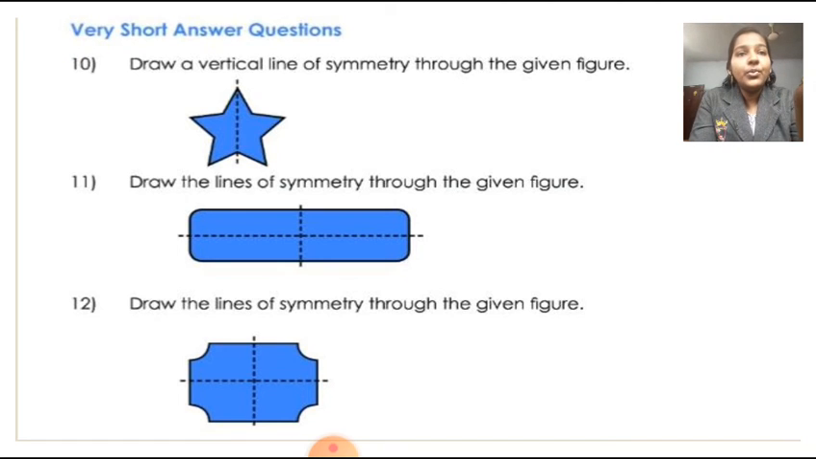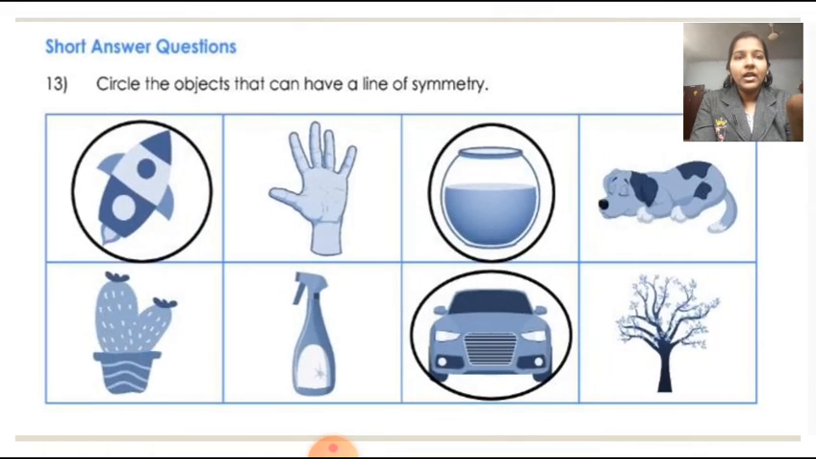Now look at question number 10. Draw a vertical line of symmetry through the given figure. So this figure of a star is given. You can draw a vertical line of symmetry like this. Now draw the lines of symmetry through the given figure. Here you can draw a vertical line of symmetry and a horizontal line of symmetry. Both here we can draw. Now draw a line of symmetry through the given figure. So here you can draw a vertical line of symmetry and a horizontal line of symmetry, both. Okay, children, do it.